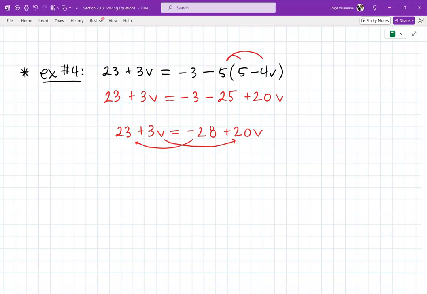So if you want to do a double switch, go for it. Okay, it's up to you. I'm going to take care of the variable first. If I get the 3v and move it over to where the 20 is, that's 20v minus 3v, so that's going to be 17v. And if I move the -28 over to the left side, that adds it, right? So 23 plus 28, that's 51.